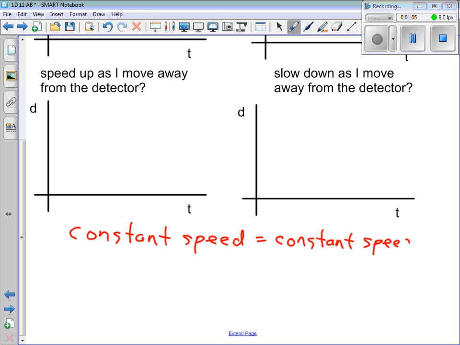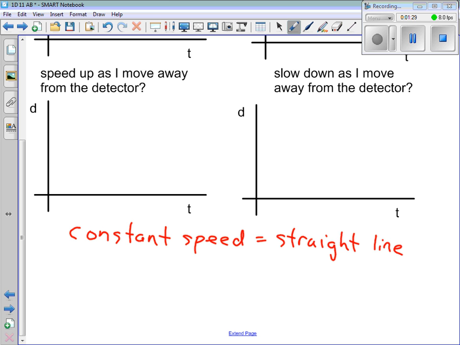Okay, so constant speed equals constant speed. That's not what I wanted to say. I wanted to say constant speed equals a straight line. So a straight line on a distance time graph means constant speed. So that's like those linear relationships that we were looking at. If it's linear, constant speed, straight line.